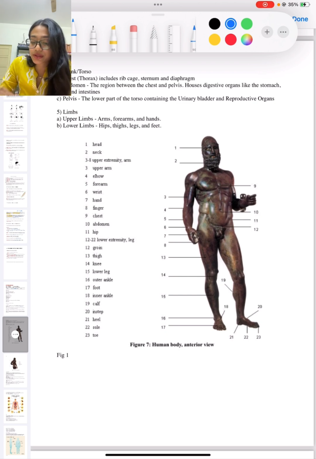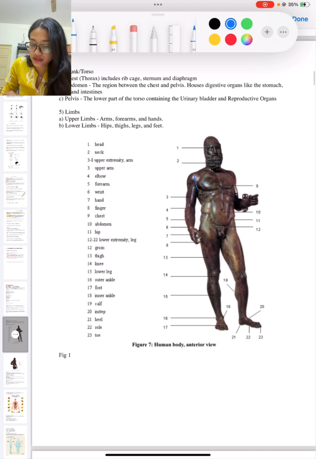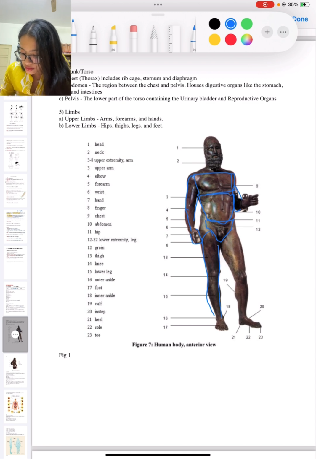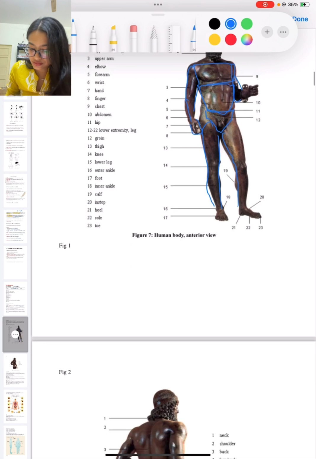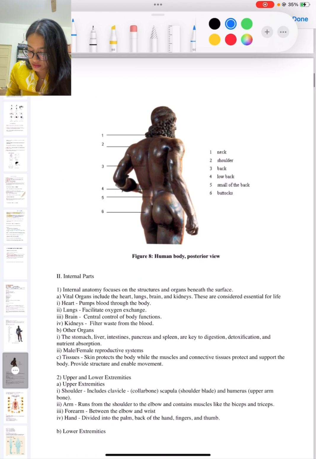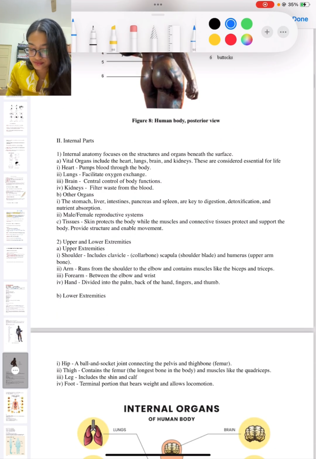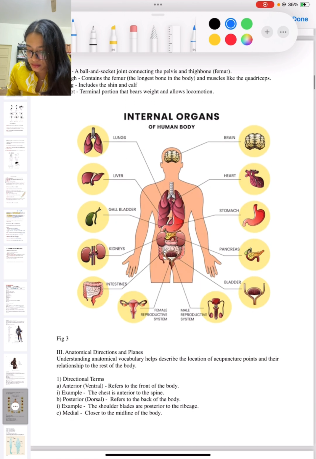Abdomen, the region between the chest and pelvis. Okay, this is the chest. Okay, this is the abdomen. Okay, this is pelvis. These are upper limbs. These are lower limbs. Okay. You can see better in this diagram. So these are all theoretical parts.